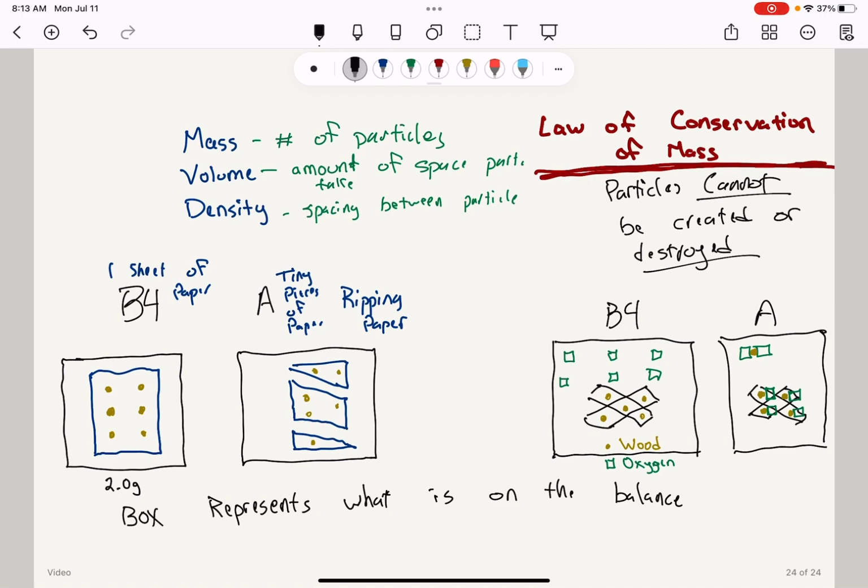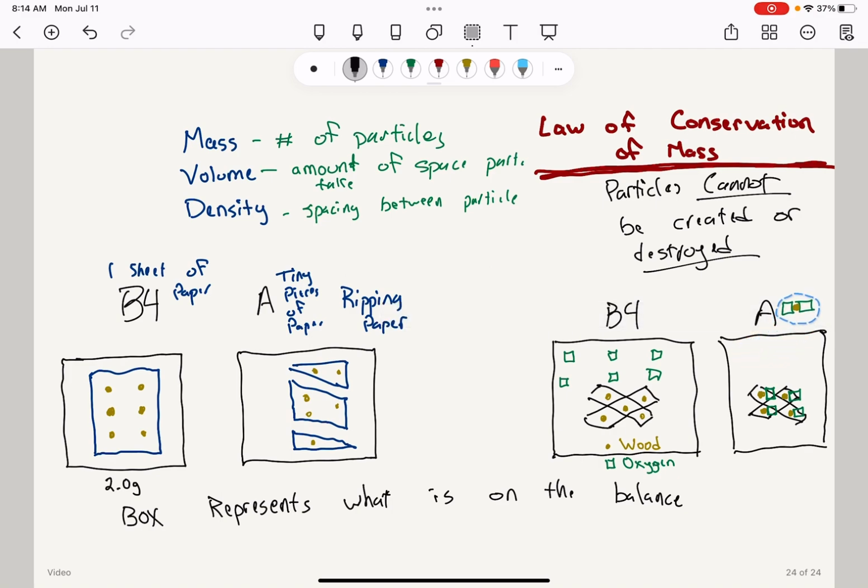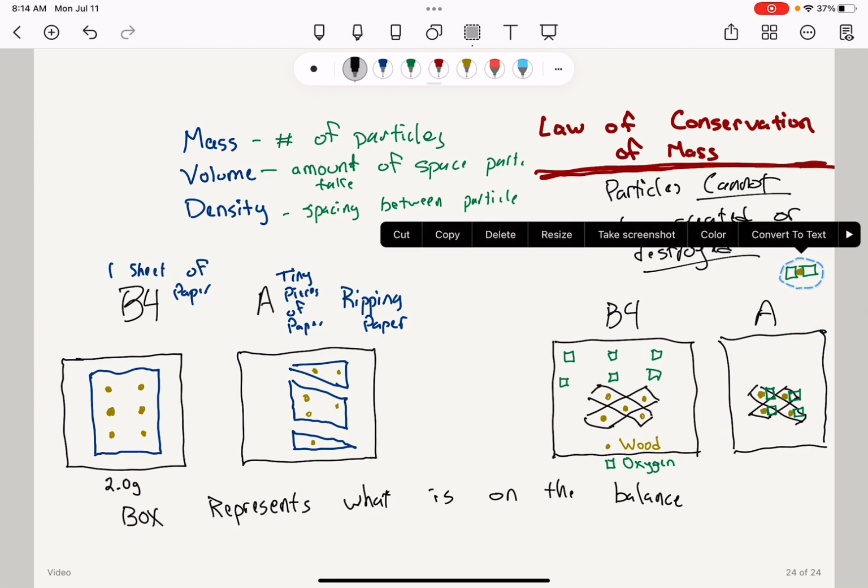Oh, you know what? I forgot something very important here. If I were to stick this guy on the balance, the mass would probably go down. That's because this is a gas, and when it's burning, it leaves, whoop, it goes away, and it's not going to be recorded on the balance unless I have something to trap it with, like maybe a balloon. But in this case, I don't.